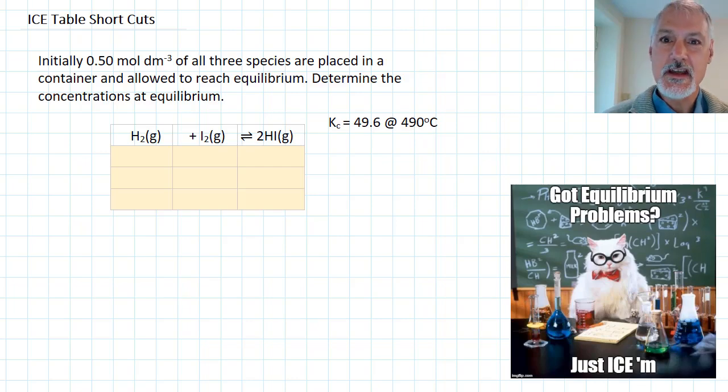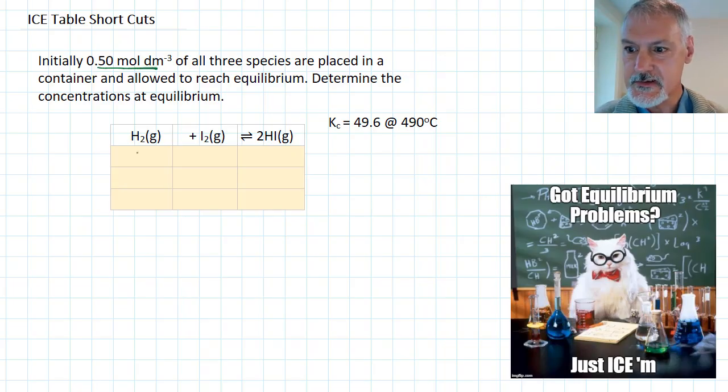In this program, I want to take a look at a few shortcuts that we can employ when we use the ICE table to solve equilibrium problems. So in my first problem, I've got the starting concentrations, so that saves me a step. I don't need to determine them, of all three species. So I have all three of them present in my container.